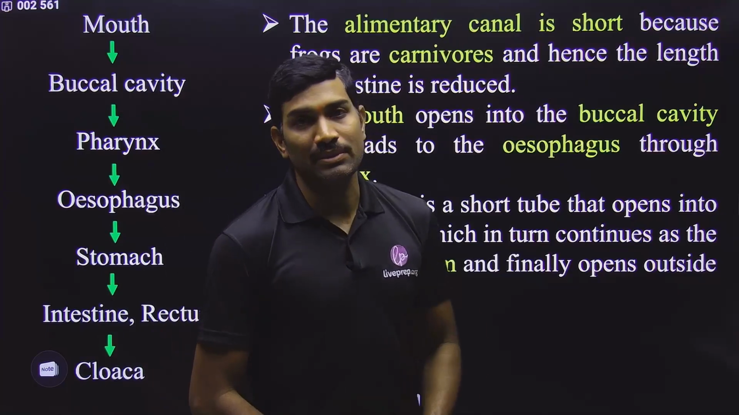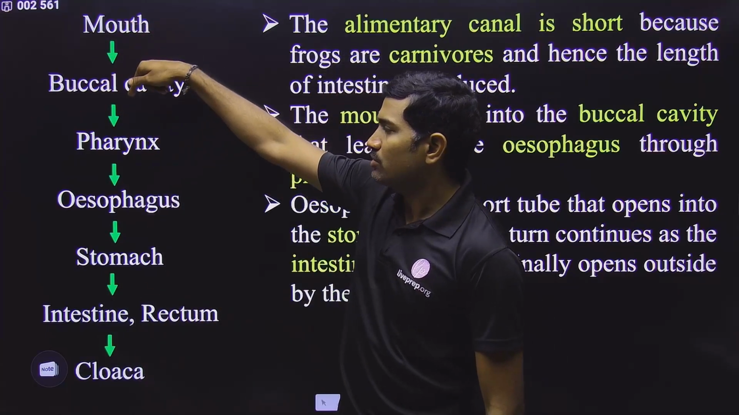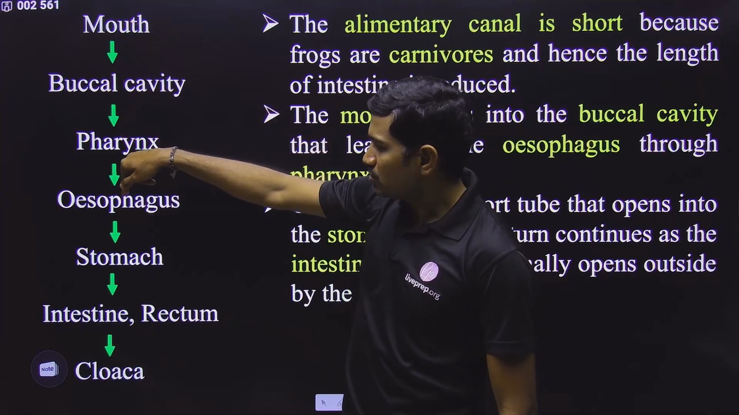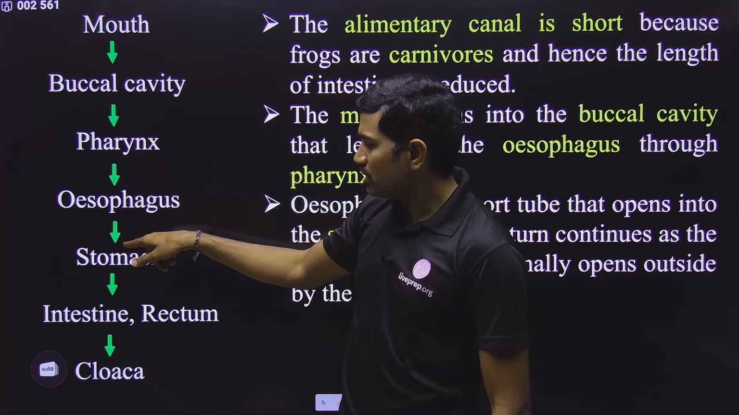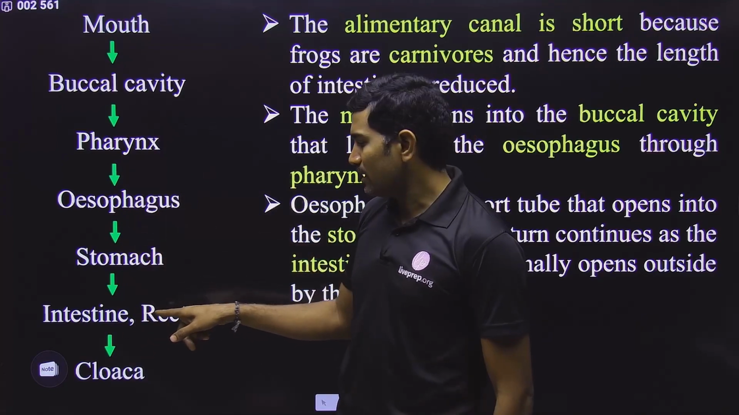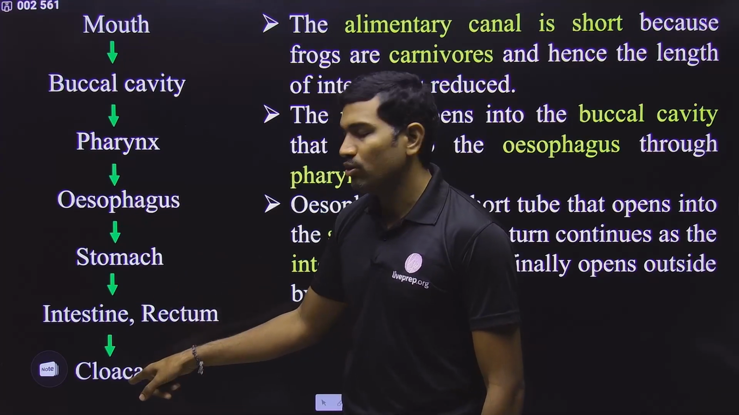And now here what happens? Initially food is taken into the mouth, and from the mouth it goes into the buccal cavity. From there it goes into the pharynx, then into the esophagus, then into the stomach. From there it goes into the intestine, small intestine, large intestine, and finally it opens into the rectum. Yes or no? And now this rectum will open into the cloaca.